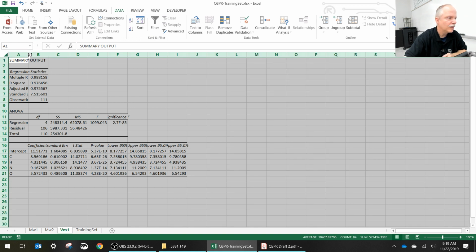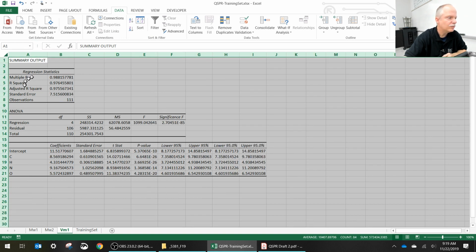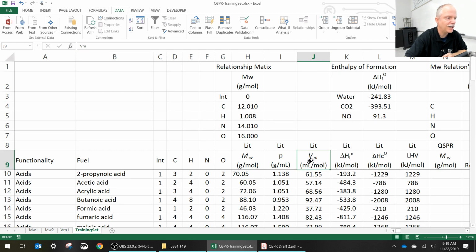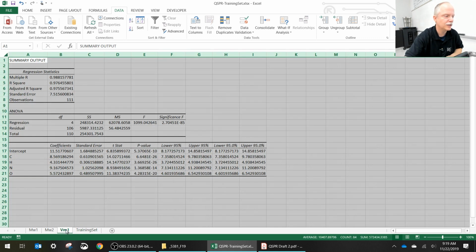What was it for the oxygen? The X was, let me go back. The X was going to be the J column. So J9 through J120. No, that was the Y values. The X values were CHNO. Yeah, and then all the way down. Okay, so we now have this. Let's make sure everybody's done with the regression, so wait till everybody gets to this point.